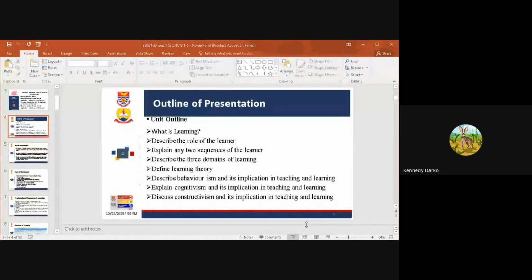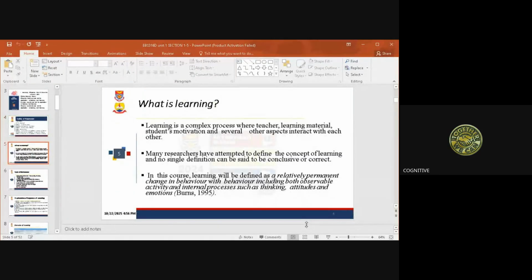So we're looking at the outline of the presentation. We're looking at what is learning, describing the role of the learner, and explaining the sequence of the learner. Now, in your own words, when we are defining learning, we can't have one concrete definition for learning, because each and every one will bring something different. Kindly mute your mic, please.